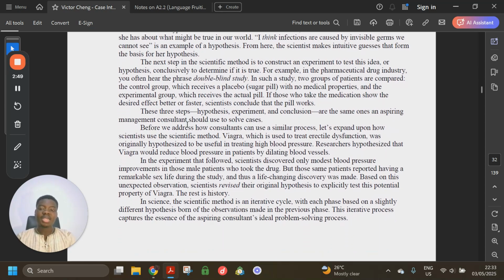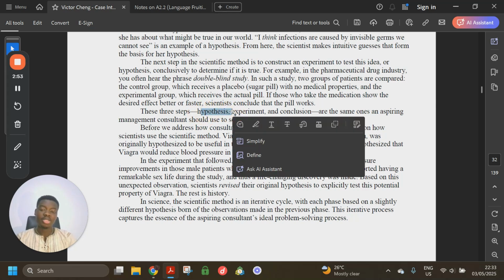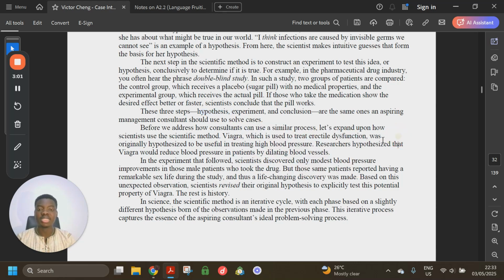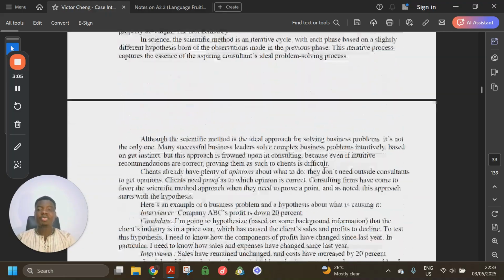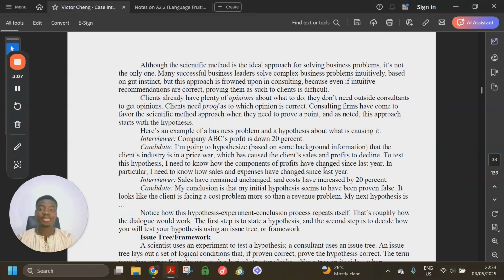So there are 3 steps that are important in using this tool: the hypothesis, the experiment, and the conclusion. They're all part of the hypothesis toolbox that a consultant uses. And like I said before, for an hypothesis, you must be able to prove that what you have said holds true, otherwise it doesn't. Let's take an example.